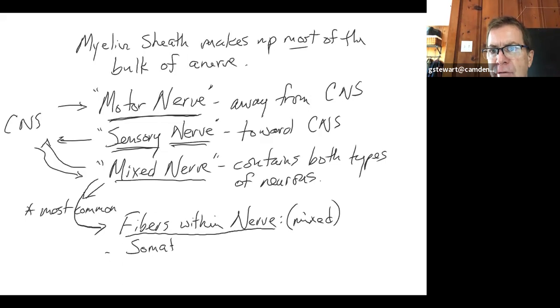I'll break this down for you after I write these names. Somatic afferent fibers, let's just, somatic, just think voluntary skeletal muscles.